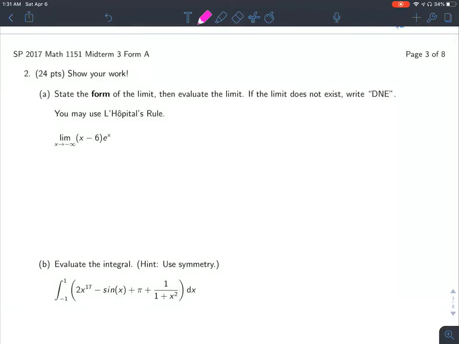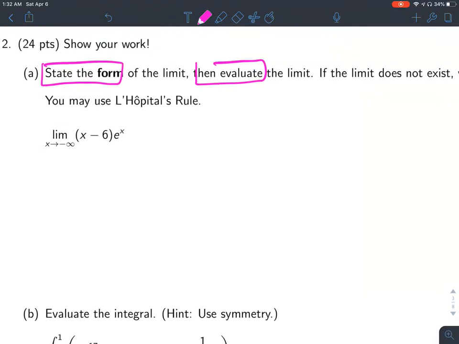Problem number 2, part A, supposed to state the form of the limit. That means a determinate or indeterminate form. Evaluate the limit. If it doesn't exist, write "doesn't exist." Part A says you may use L'Hopital's rule.